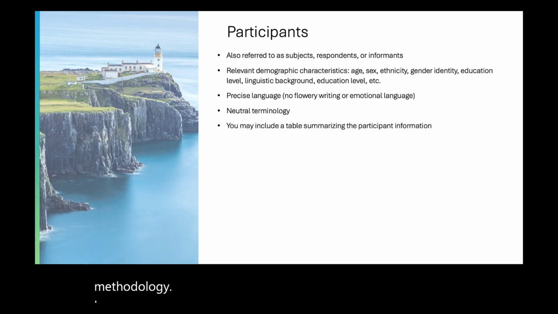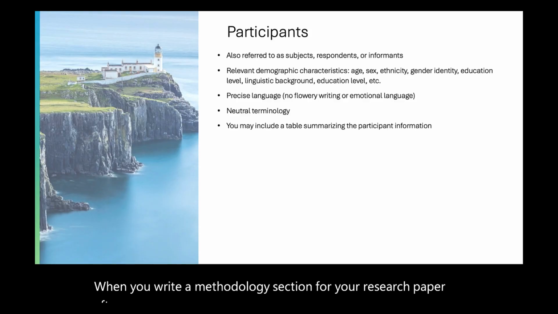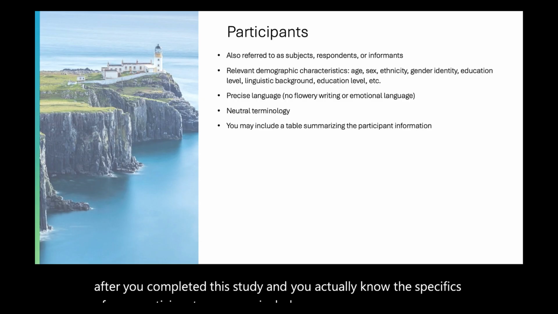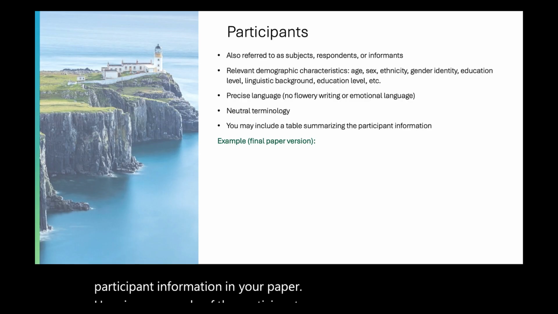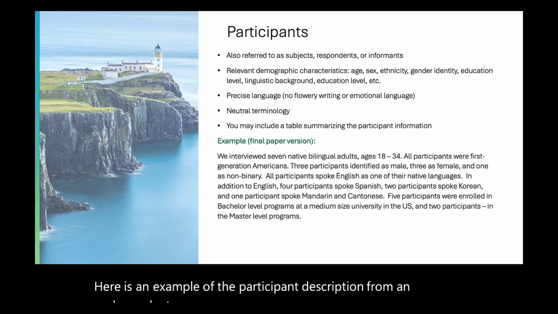When you write a methodology section for your research paper after you completed the study and you actually know the specifics of your participants, you may include a table summarizing the participant information in your paper. Here's an example of the participant description from an undergraduate student research paper.